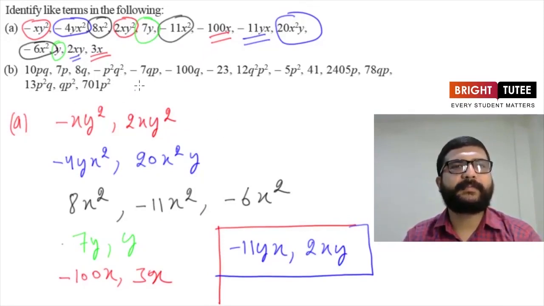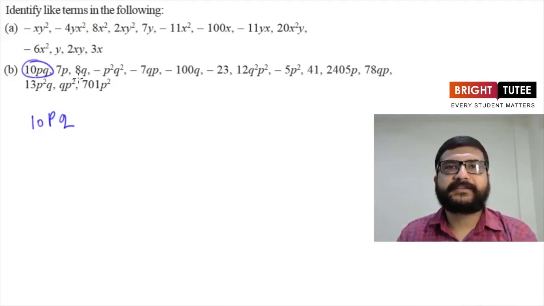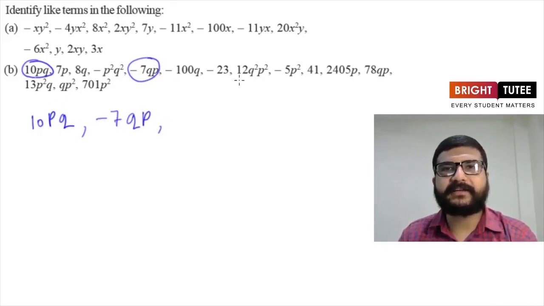Now let's do it for the B part of the question. We have to do the same thing here also. We have to group like terms together. Now for this one we can write the first term as 10pq. Now we have to find the terms which are like this term. So here it can be minus 7qp, because the variables are exactly same and their powers are also same. So it is minus 7qp, and then can we have any other term?